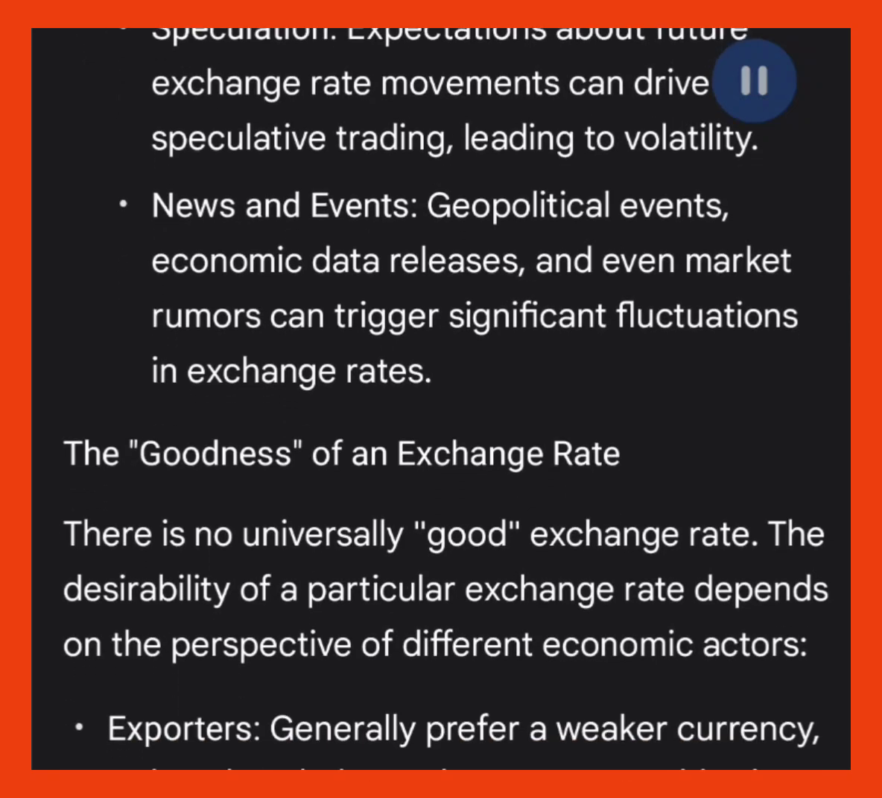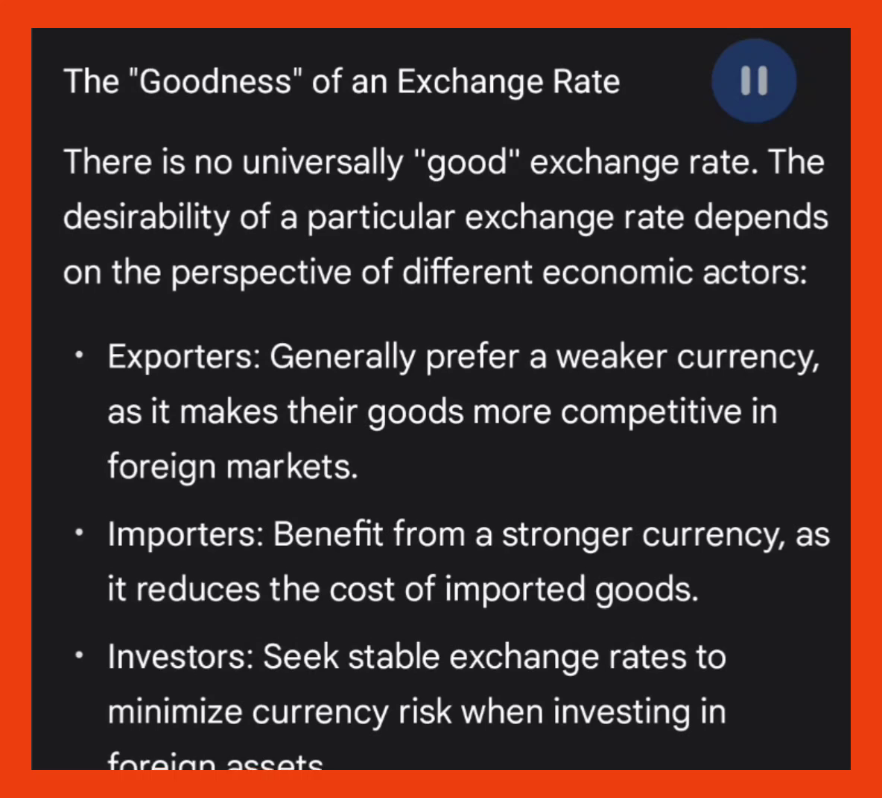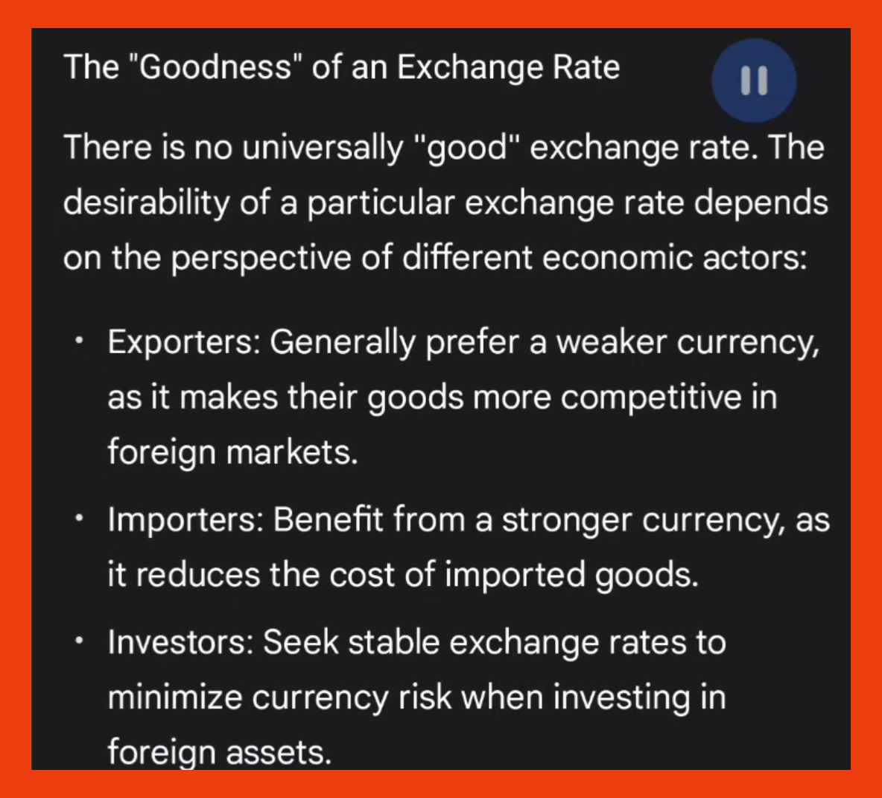The goodness of an exchange rate. There is no universally good exchange rate. The desirability of a particular exchange rate depends on the perspective of different economic actors. Exporters generally prefer a weaker currency as it makes their goods more competitive in foreign markets.